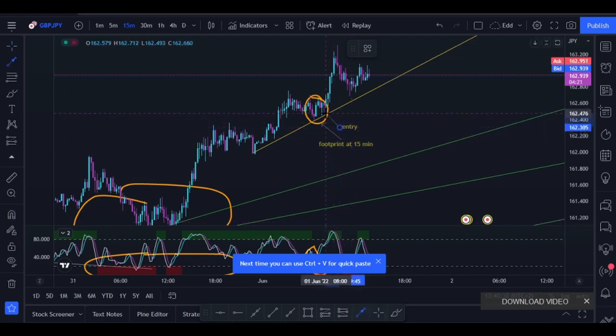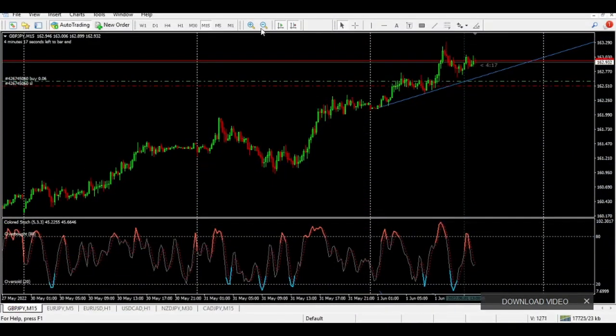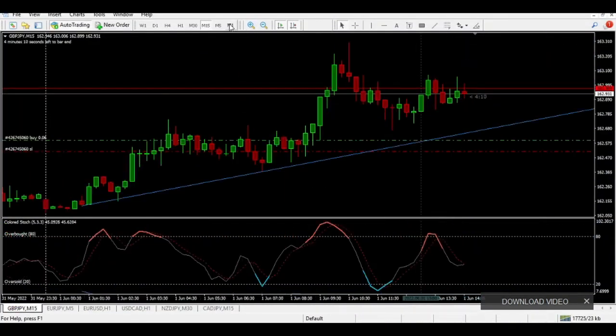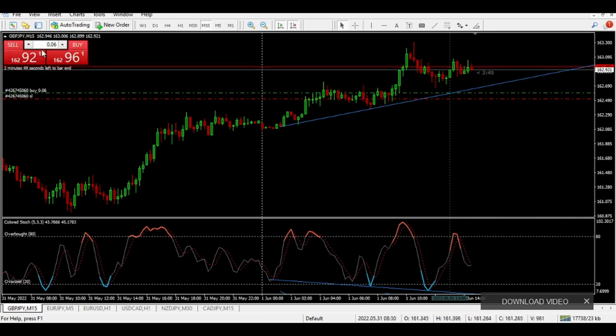Let me show you where I took this trade on my MT4. I took it right here actually. The footprint was right there. Oh snap, there's another one right here. Right there is another one. I can't let this go. Just let me enter.